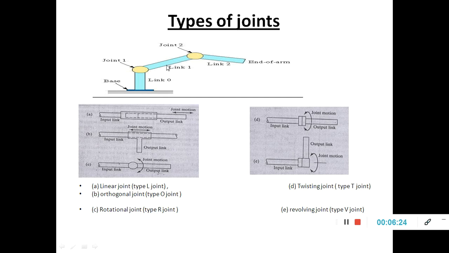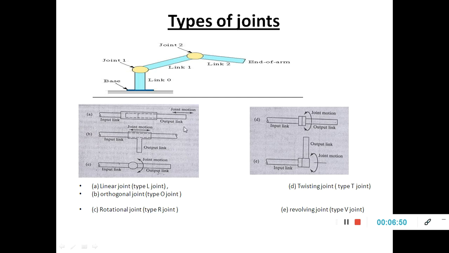So the 2 links are connected with one joint. Try to analyze here. Therefore, the joint between these 2 links is joint number 1, and the joint between these 2 links is joint number 2. And this is the end of the arm, where the end grippers are going to be mounted to pick and place things. Now, joint motion.